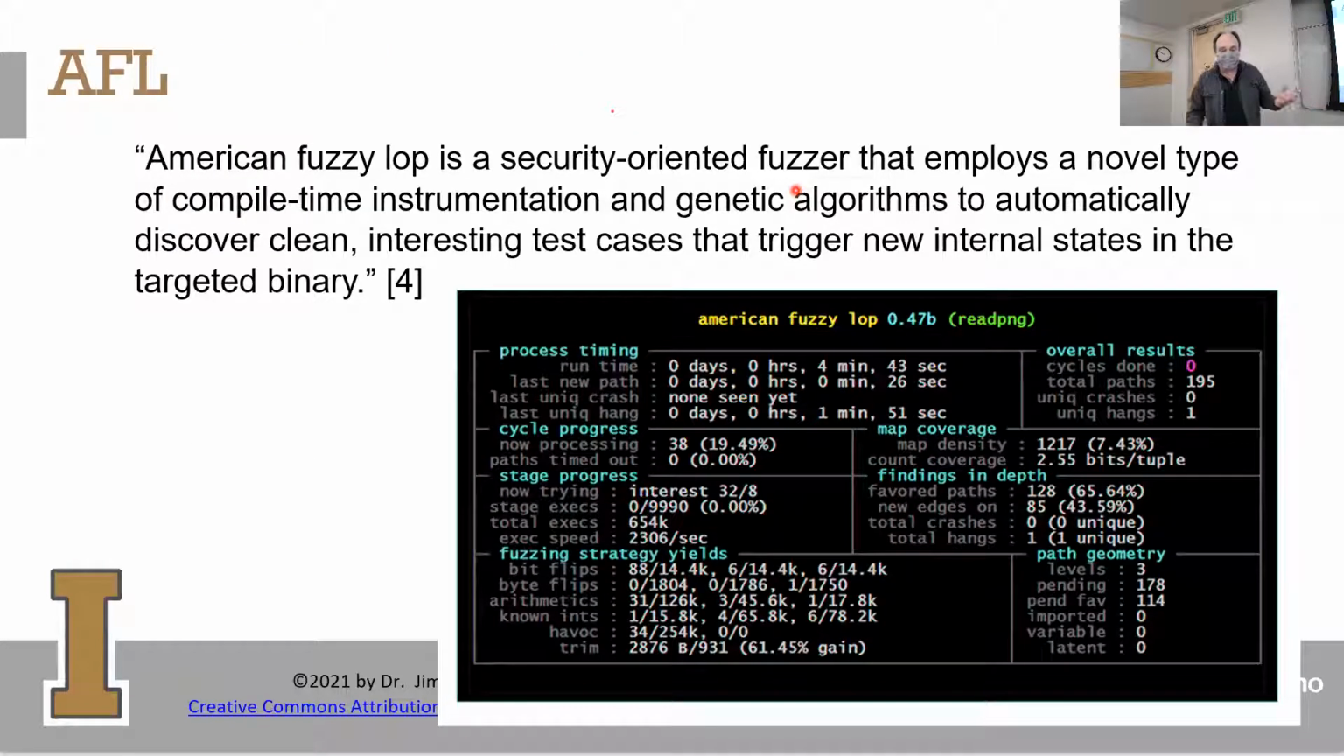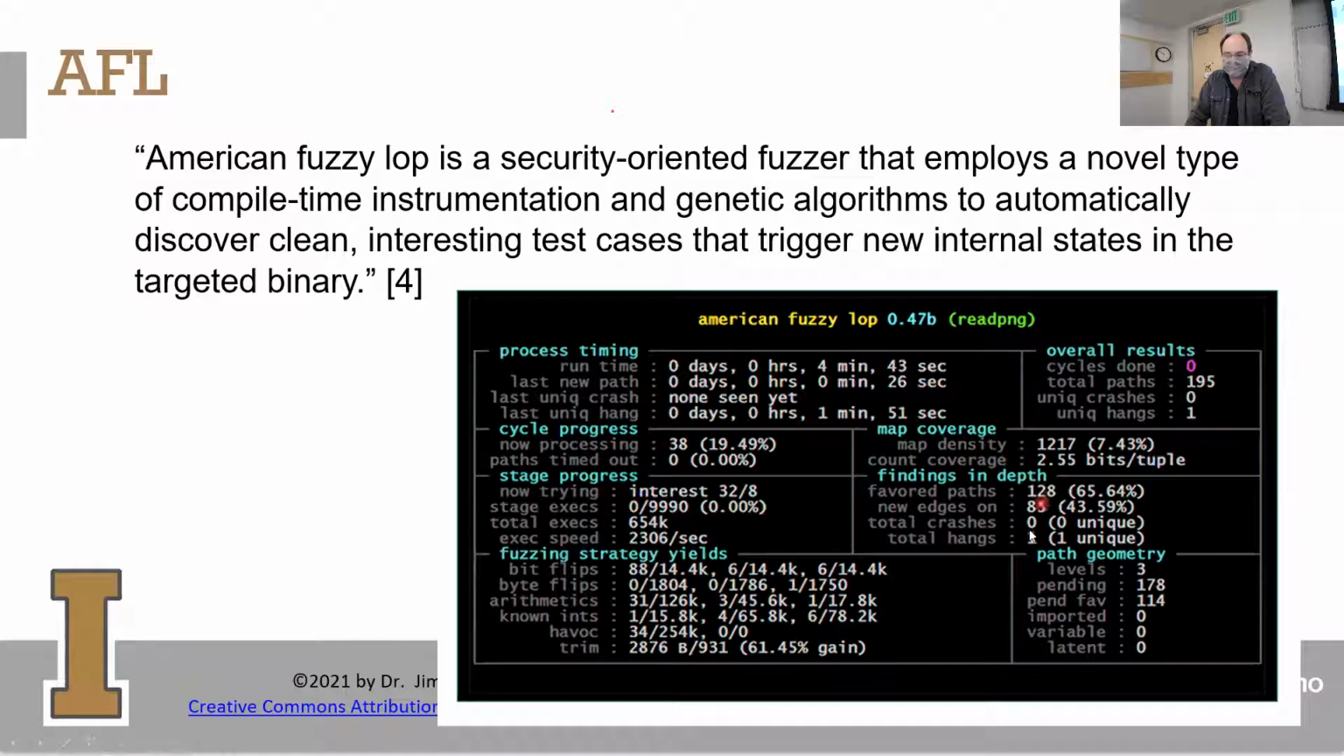So AFL, American Fuzzy Lop, this is what the output looks like when it's running. I'm just going to show you an example here. They recommend running for 24 hours on a single program. They have different types of fuzzing strategies: bit flips, byte flips, arithmetic, so make it positive, negative, other things, known integers, maximum negative integers, etc. Havoc, which does a bunch of random stuff, and trim. I don't even remember what trim does. And so it just tells you what it's trying, how many executions it's done.